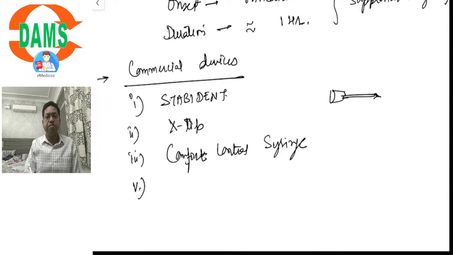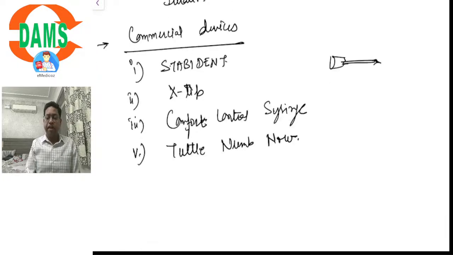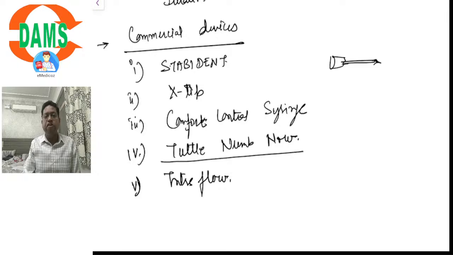Stabilization system, the X-tip system, the comfort control system, Tuttle numb now, and IntraFlow. These are some of the commercially available systems. Tuttle numb now, TTN, is one of the latest ones for administering intraosseous injection.